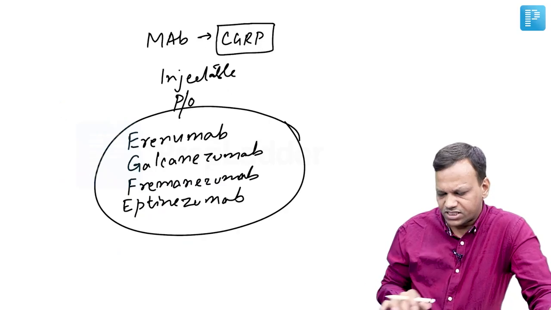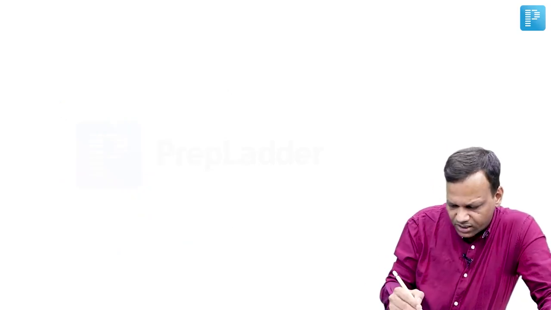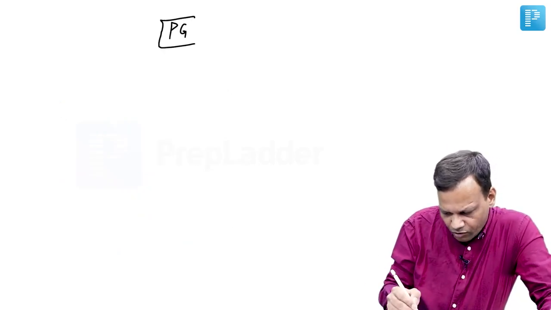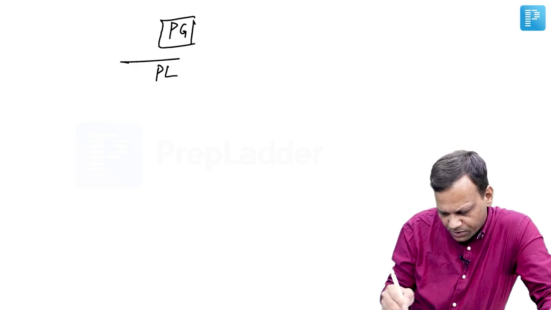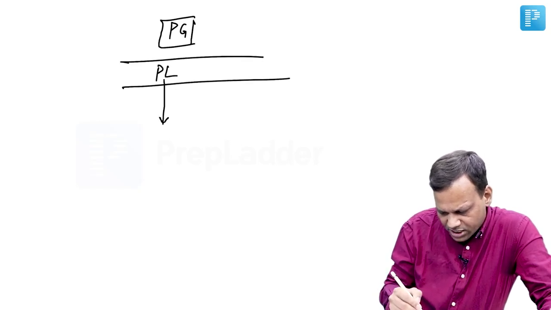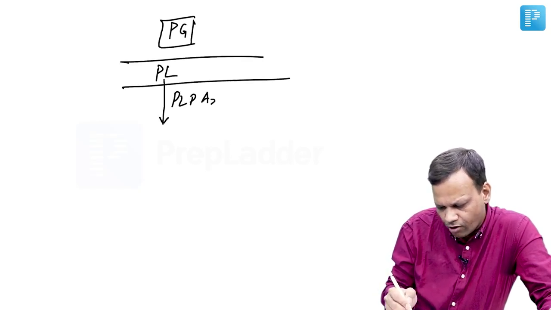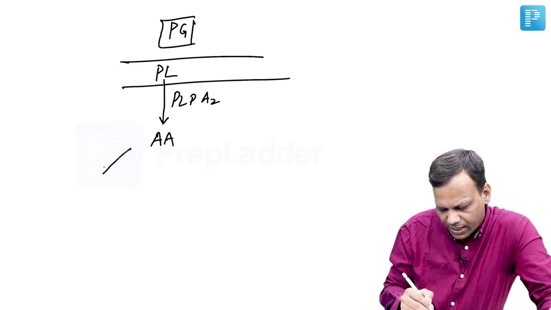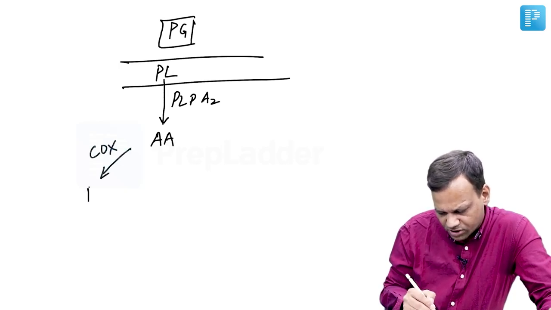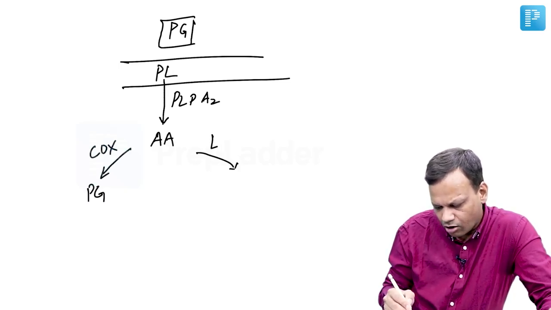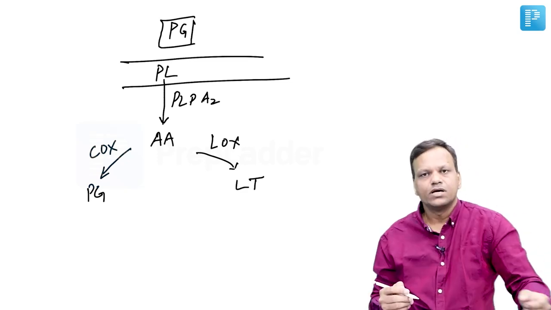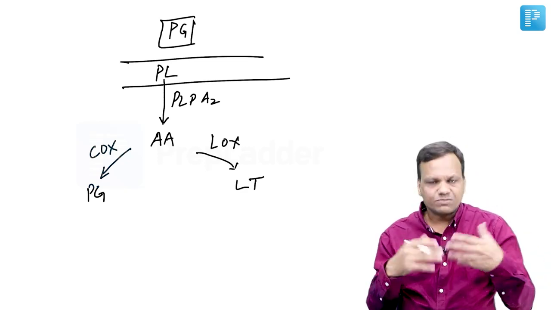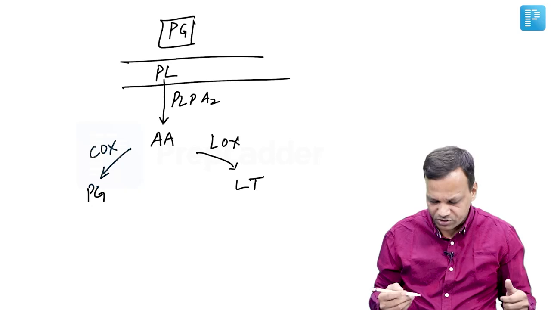Okay, so this is about the second of the autacoids, which is serotonin. The third one is prostaglandins. We know prostaglandins are formed from phospholipids in the membrane, which are metabolized by phospholipase A2 to form arachidonic acid. Arachidonic acid, if acted upon by COX, produces prostaglandins, and if acted upon by LOX, produces leukotrienes. Okay, so we have drugs which act as prostaglandins, and some drugs which inhibit prostaglandins.